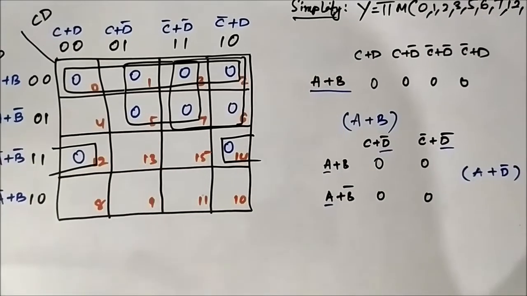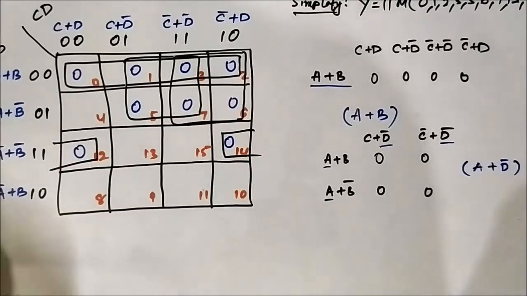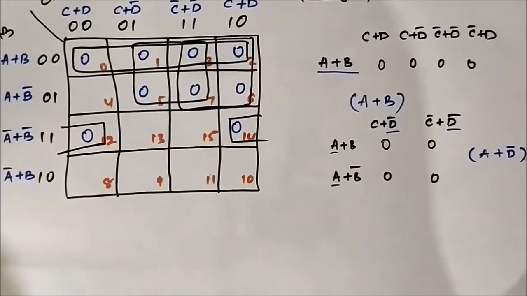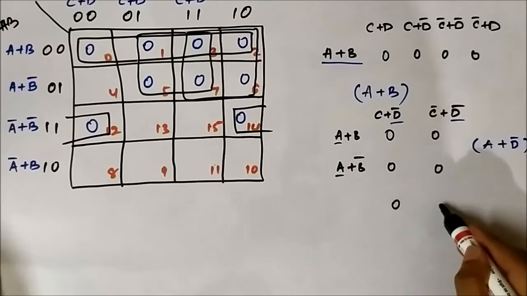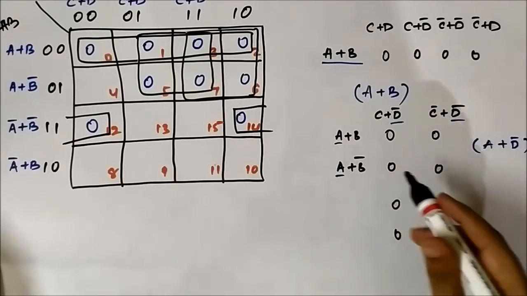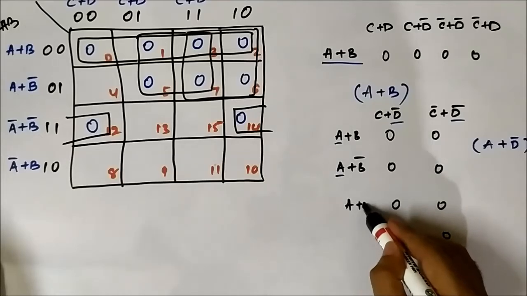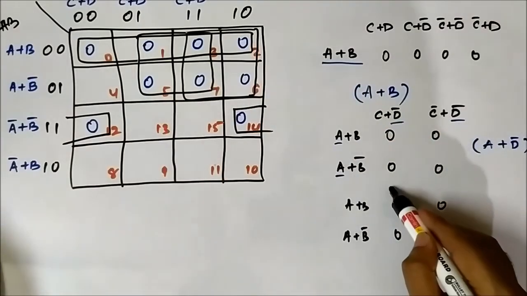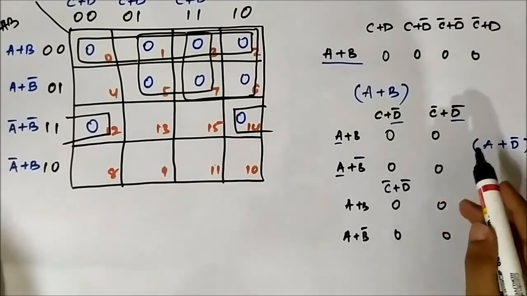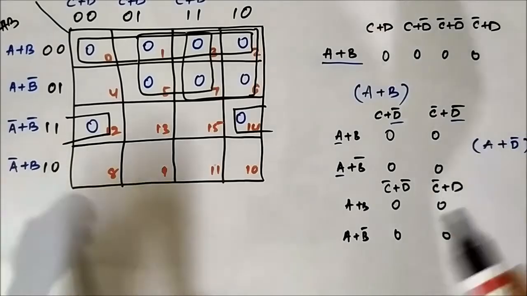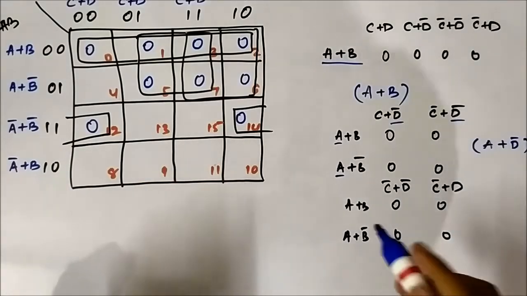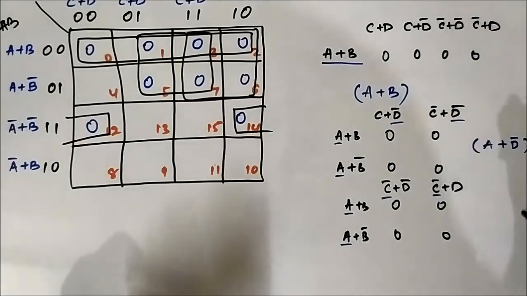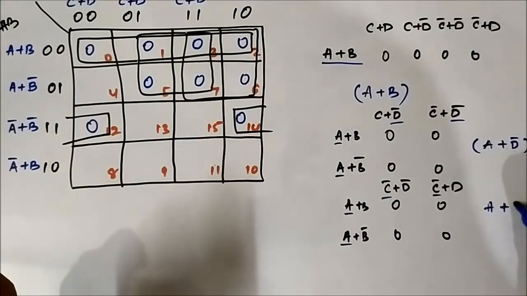Okay, now the third quad involving cells 2, 3, 6 and 7. The horizontal components again A or B, A or B bar. The vertical components are C bar or D bar, C bar or D. So here in the horizontal side we have A common, and the vertical side we have C bar common. So the common set of variables is A or C bar.